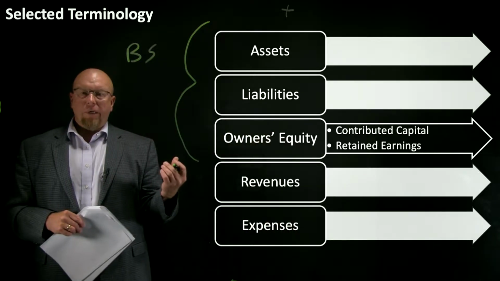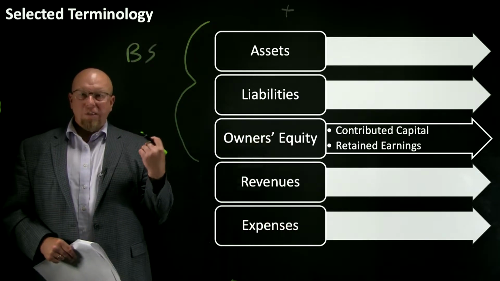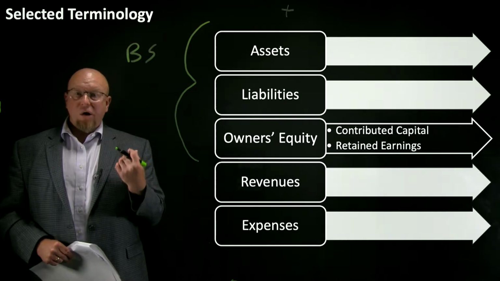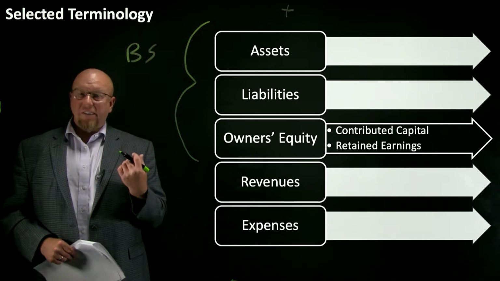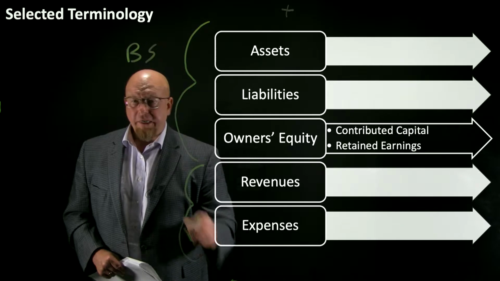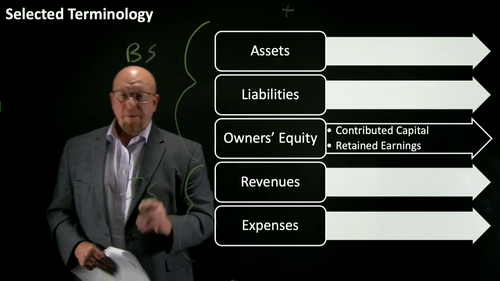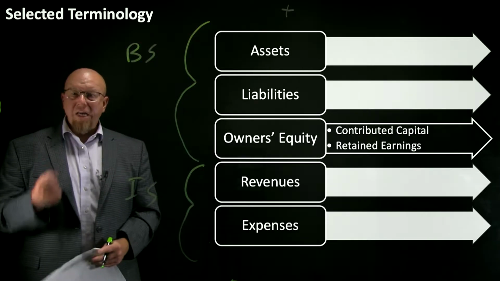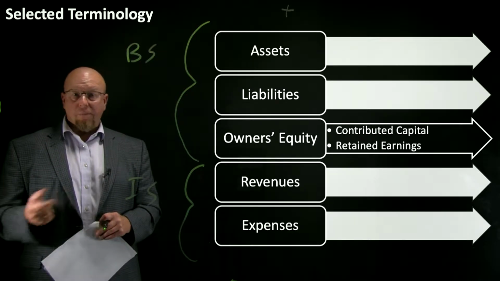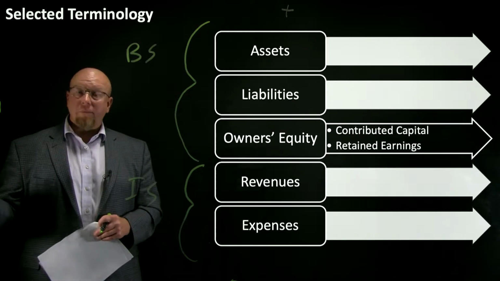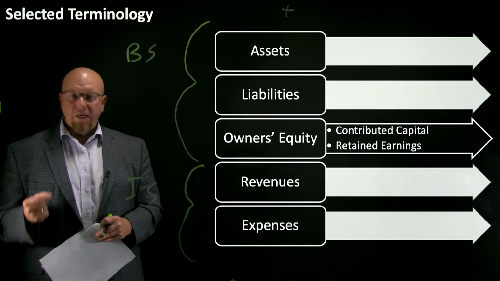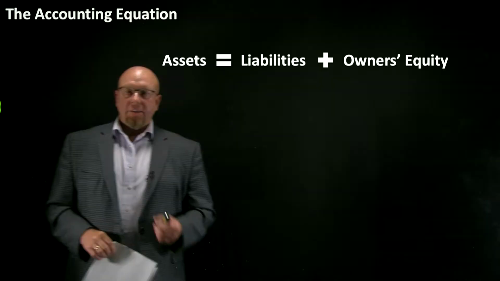Then we have owner's equity. Owner's equity is the residual of the assets and liabilities, assets minus liabilities. It's the owner's claim to the net assets of the organization. Over here, we have income statement accounts. What's happening with the income statement is we're measuring the results of the operations of the business for a particular time period, for a month, for a year, a quarter, something like that. We're measuring how well the company performed operationally for this particular period of time.